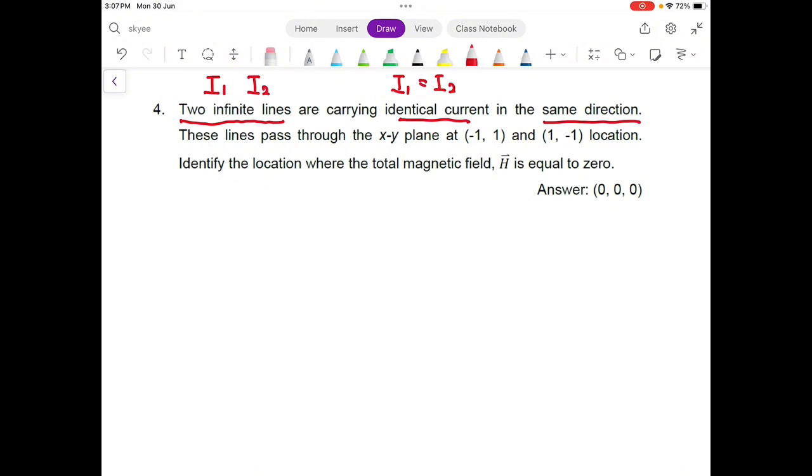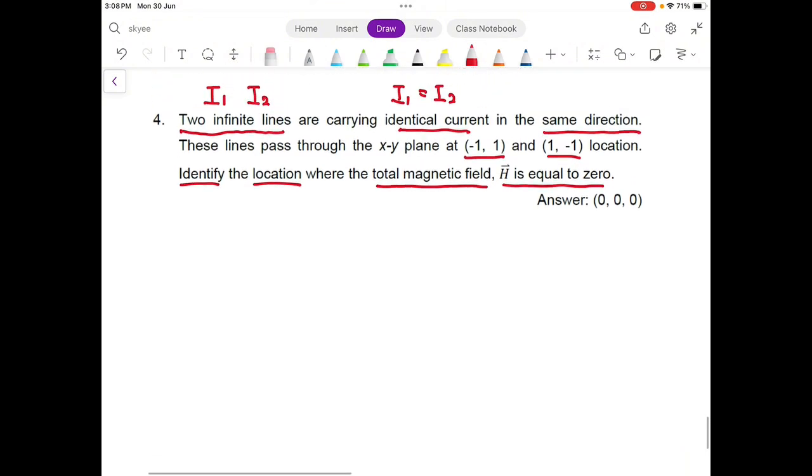So the currents flow in the same direction, and the lines pass through the XY plane at these two positions. You have to find out at what locations the total magnetic field is equal to 0. So instead of finding the magnetic field, you have to find the positions, the location that will contribute to the total magnetic field being equal to 0.